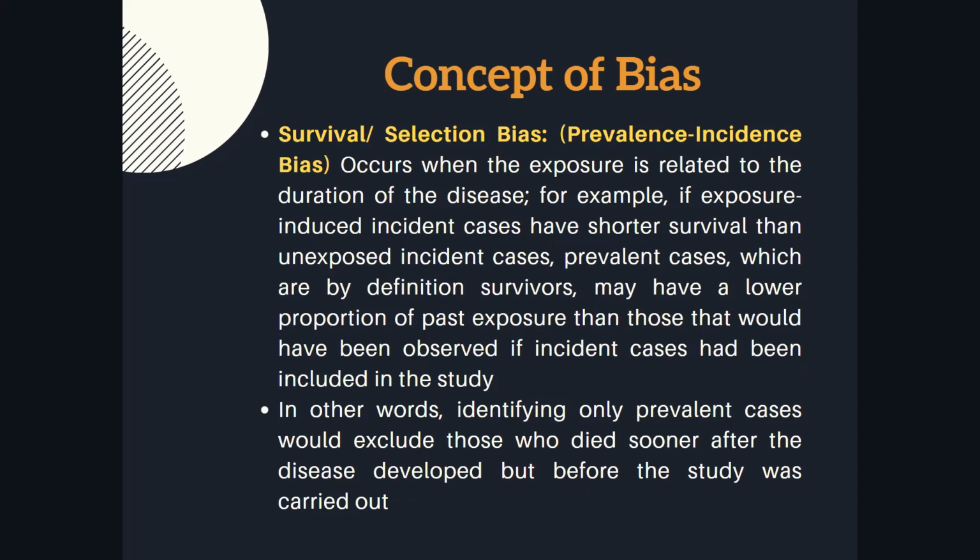Second is the survival or selection bias, which is also known as prevalence-incidence bias. It occurs when the exposure is related to the duration of the disease. For example, if the exposure-induced incident cases have shorter survival than the unexposed incident cases, prevalent cases, which are by definition survivors, may have a lower proportion of past exposure than those that would have been observed if incident cases had been included in the study. In other words, identifying only prevalent cases would exclude those who died soon after the disease developed but before the study was carried out.